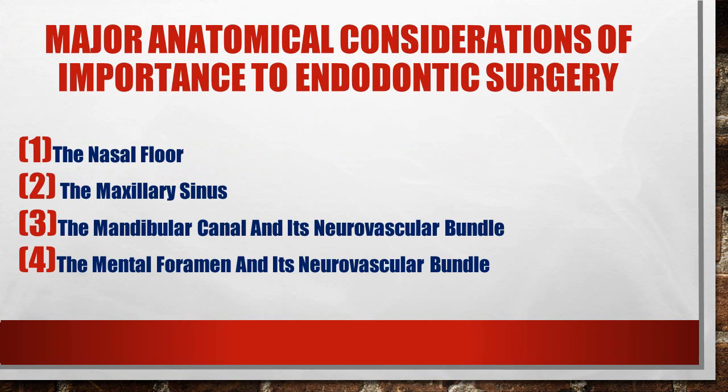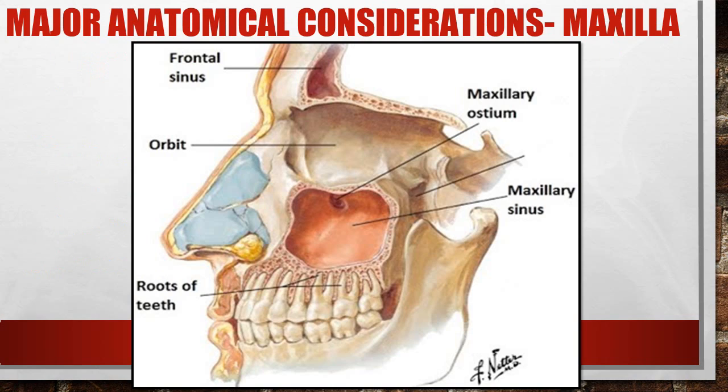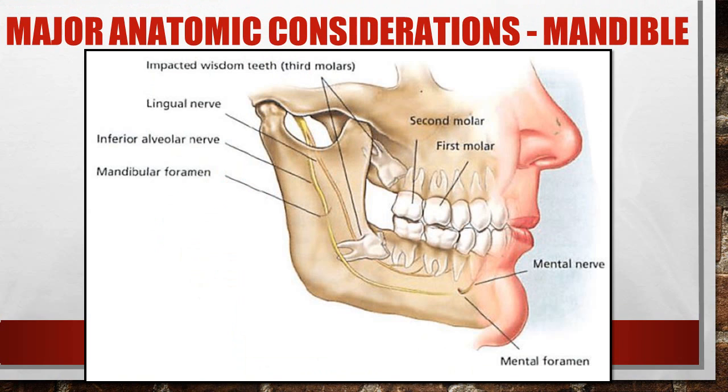Okay, like I said before, the major anatomical considerations which you have to take into mind before you perform your endodontic surgery. The first and foremost is the nasal floor, then you have the maxillary sinus, the mandibular canal, and the mental foramen. If you feel that any of these landmarks are going to be hit when you are performing your surgery, you want to reconsider, because it can lead to potential side effects.